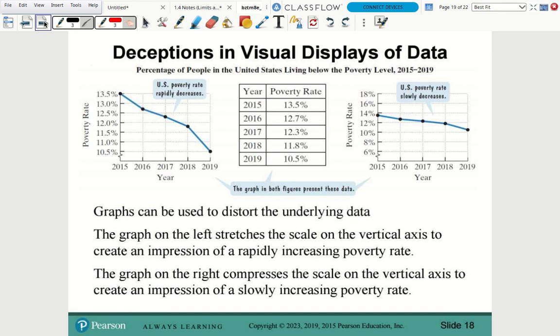All right. Deceptive visual displays of data. So deceptions is stuff that you see. We talk about it, and it's in the news like every day, where they talk about fake news or disinformation or something like that, right? Disinformation. So they're intentionally telling you something that is skewed a certain way. So for this right here, it says U.S. poverty rate rapidly decreases. Does the graph look like it's going down really fast? Yeah. Wait, no, it doesn't. Actually, it doesn't.